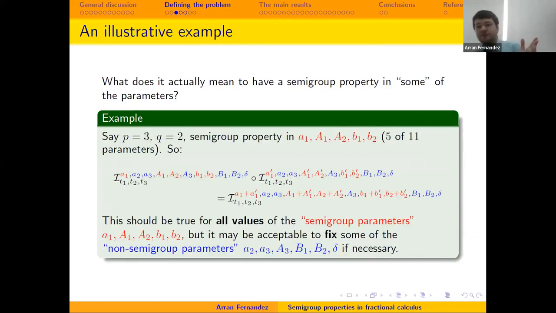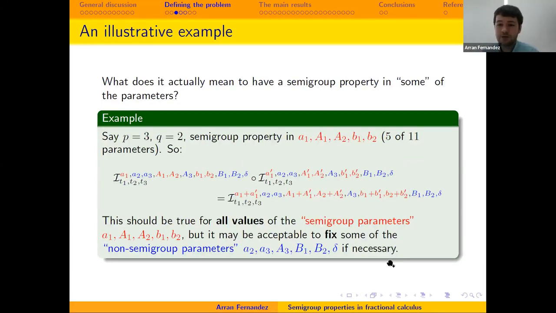Because let's say we find a semigroup property which is true, but only if, for example, delta equals 1. Then that's okay, that's a semigroup property. It's not the most general Fox-Wright function. We need to fix one parameter as delta equals 1, but it is still a meaningful semigroup property in a special case of the Fox-Wright function.